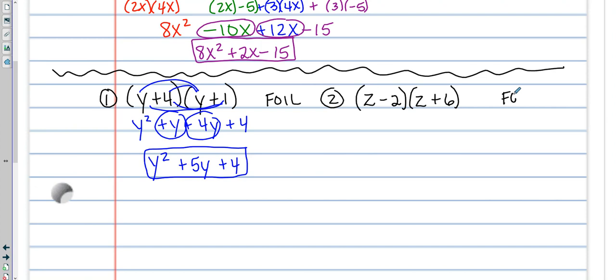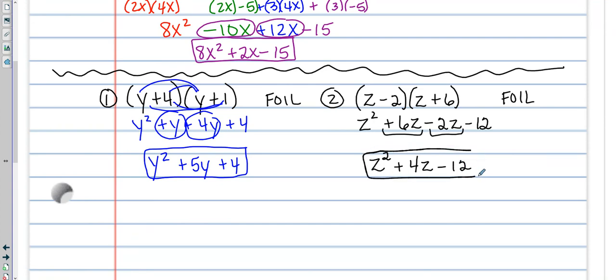So if I use FOIL, I'm going to go with the first, z squared, outside, plus 6z, inside, negative 2z, and last, negative 12. I'm going to go ahead and combine my like terms. So these two. So you end up with z to the second power plus 4z minus 12. There we go.